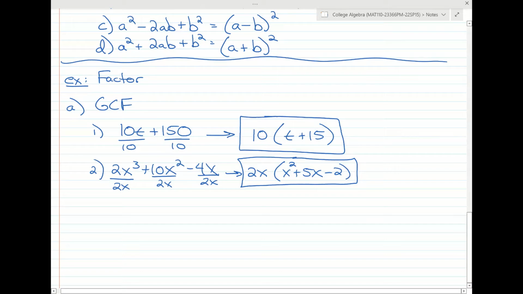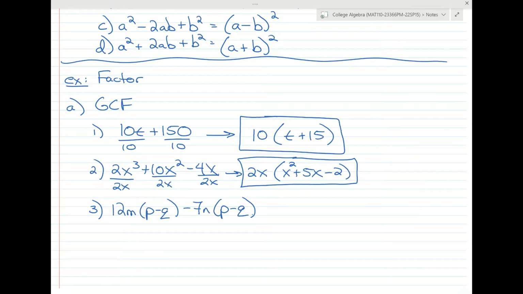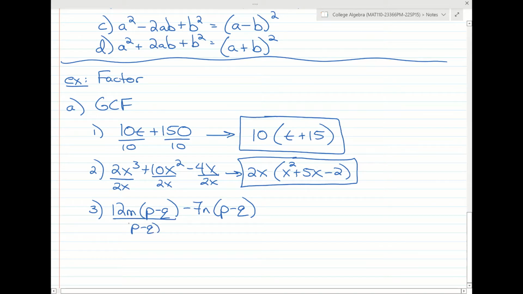How about something like this? I'll give you one a little bit tricky. What if we had 12m times p minus q minus 7n times p minus q? What's the greatest common factor? What's in common between those two terms? Yeah, both have a p minus q, so let's divide by the p minus q. And again, we write the GCF, and then we write what's left over.